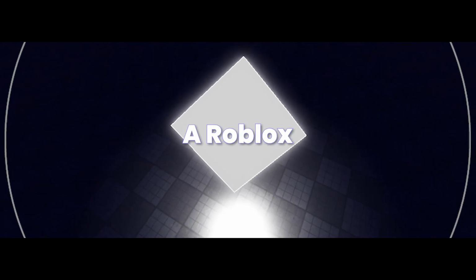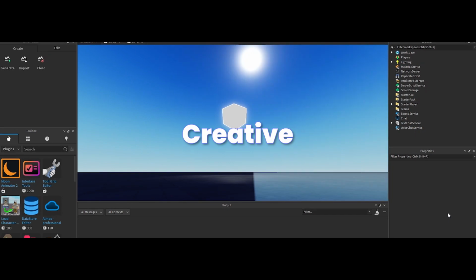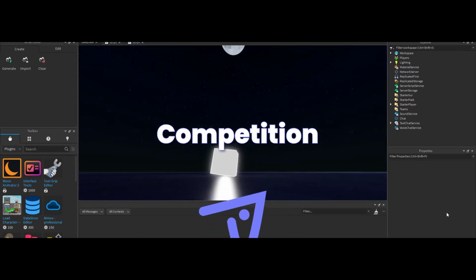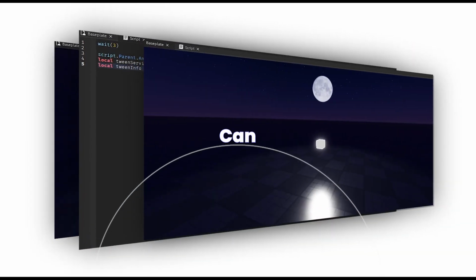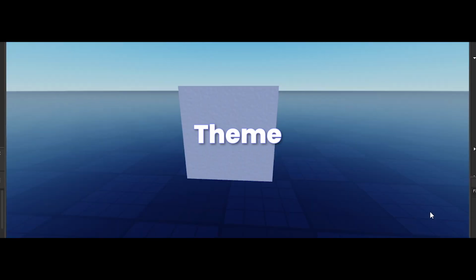What can you imagine a Roblox cube can be extended? If you can imagine anything creative, consider joining the NeoJam competition, a brand new game jam that you can win up to 1,500 Robux. And yes, it started when this video is published. The theme is a cube.